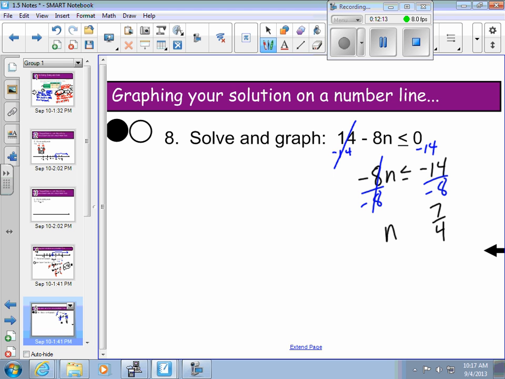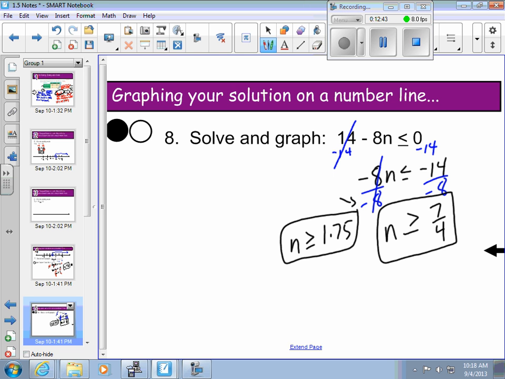But here, this is the one thing we talked about before. If you're dividing or multiplying by a negative, you do need to reverse the sign. So because we divided by -8 here, it's a negative number, we need to reverse the sign the other way. So our answer is that n has to be greater than 7/4, and that is the solution. You could also write it as n is greater than 1.75, which would also be an acceptable answer.